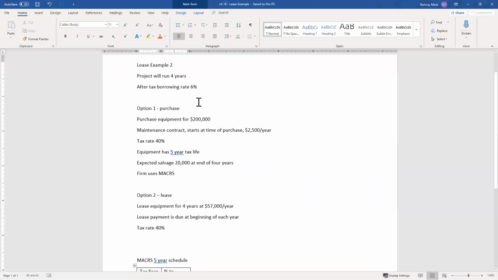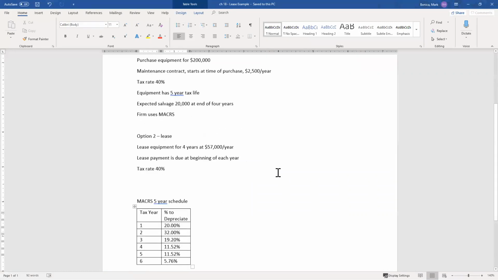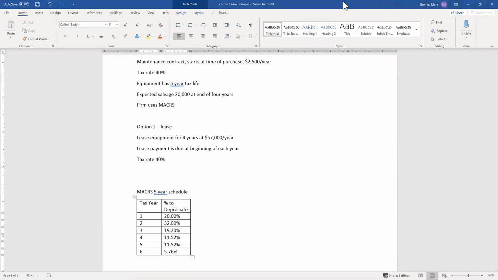Okay, so here's our information. For your project, after-tax borrowing rate of 6%. Equipment purchase at $200,000, maintenance contract at $2,500 a year, starts at the time of purchase. Tax rate of 40%, 5-year tax life, expected salvage at $20,000. We're going to use MACRS, which is this. So I'm going to push that back over here.